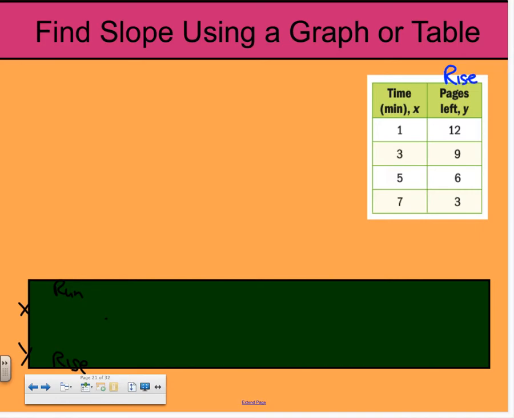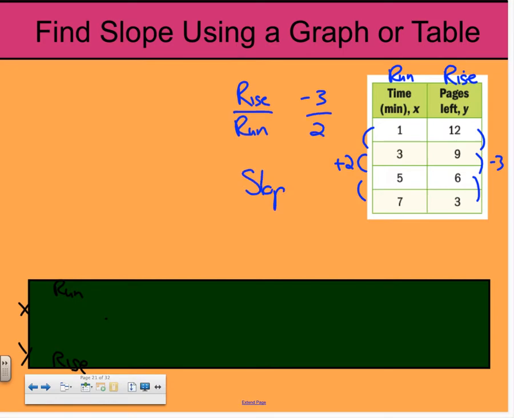So I'm going to label this just to keep it straight in my head. Okay, the y is the rise. So what's going on here every time? I'm going from 12 to 9, 9 to 6, 6 to 3. Very good. So I'm going down by 3. So I know my rise is negative 3. What about my run? Adding 2. Very good. So my run is 2. So my slope that I have just determined from this table is negative 3/2.